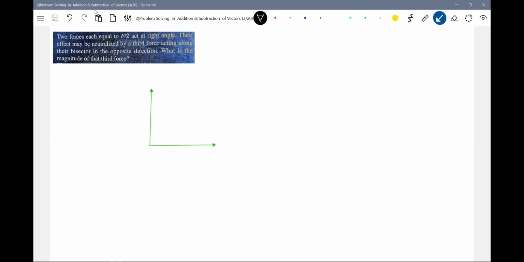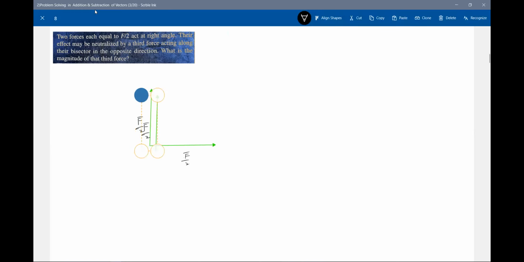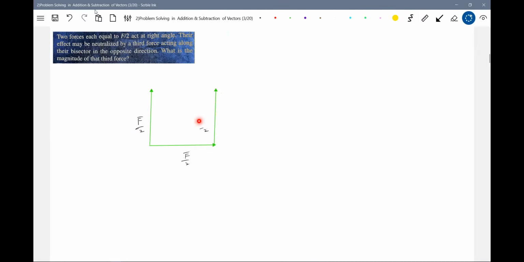Suppose that this is the force F by 2 bar. This force is also F by 2 bar. How will the resultant be? So we'll go for shifting. If I shift this vector, it will come here. Then the resultant vector, where will it be? The resultant vector will come here. This is the resultant, no?